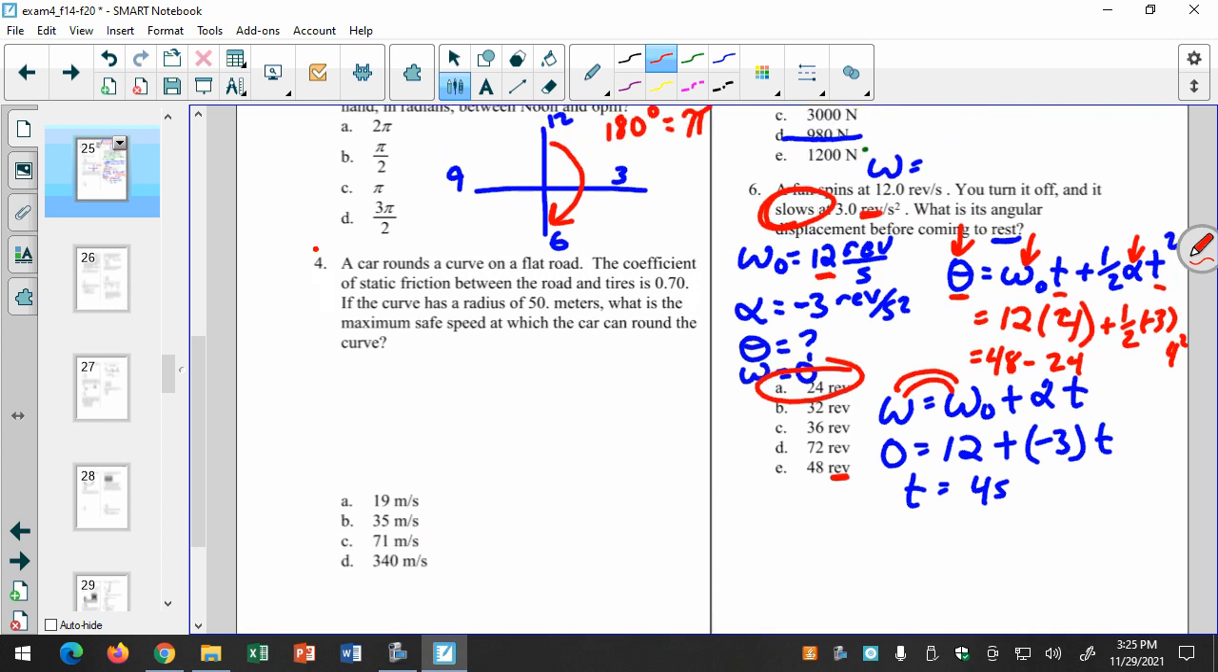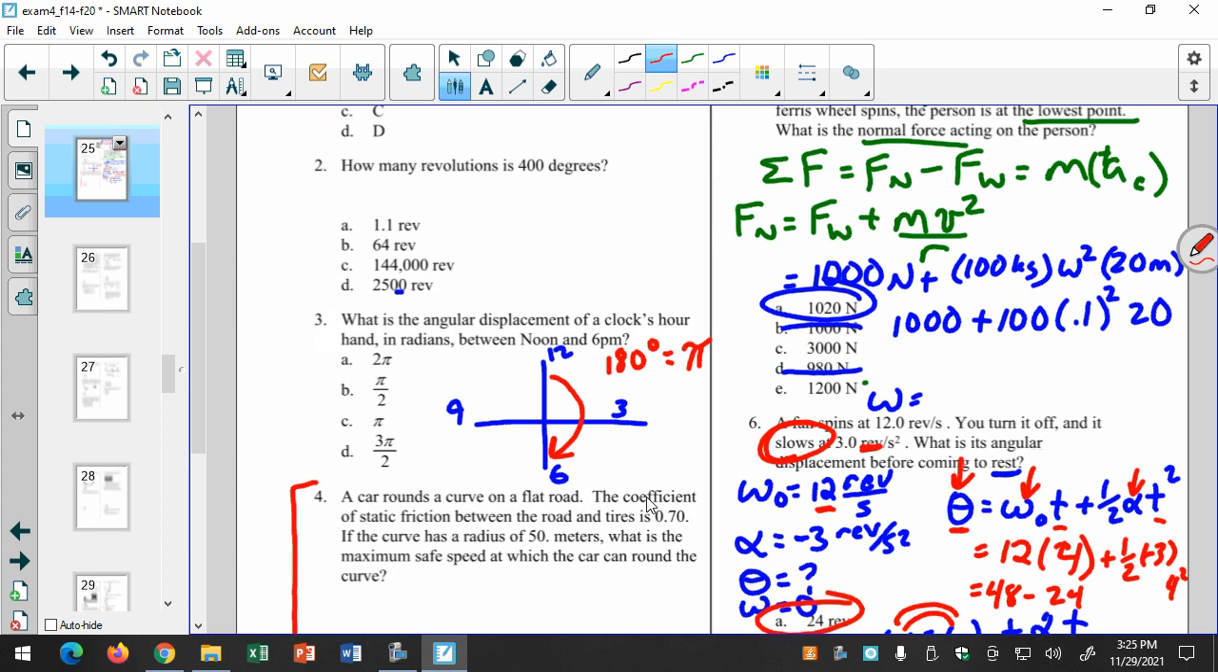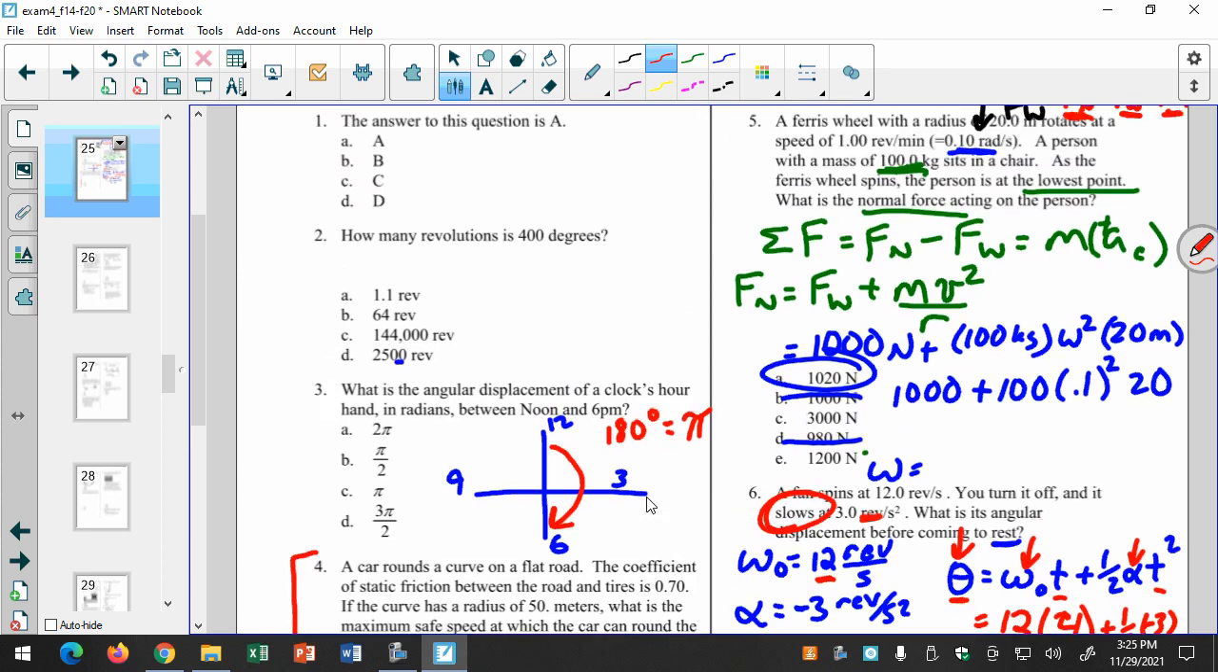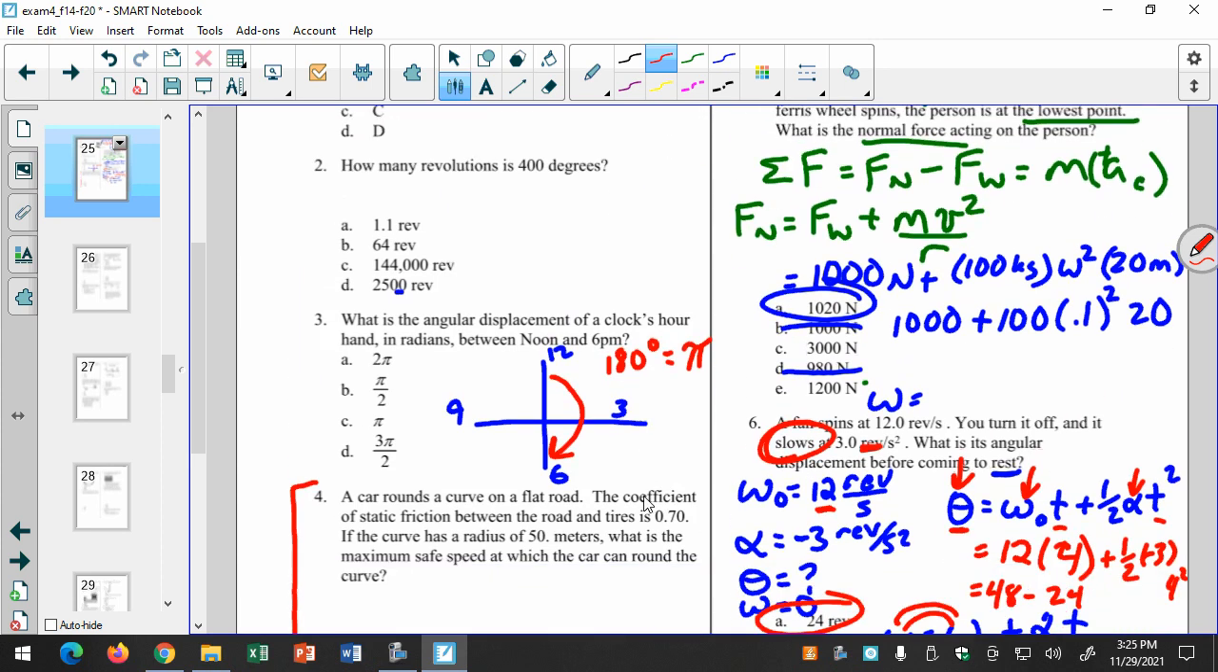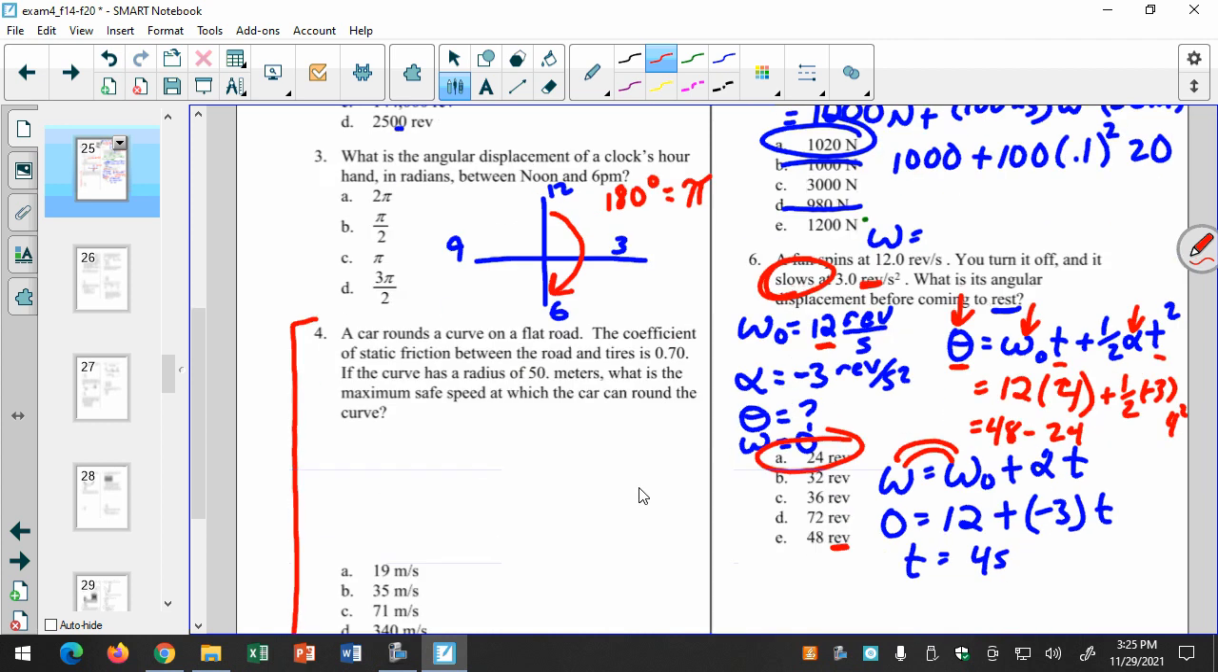You don't have any number 2? I know it's 1.1 revolution. Oh yeah, of course, yes. You will have a conversion, where you just convert this number of revolutions to degrees or convert it to radians. So don't forget your conversion factors: 1 revolution is equal to 2 pi radians is equal to 360 degrees. Okay?